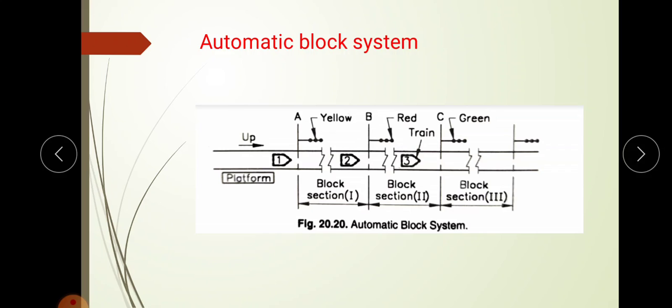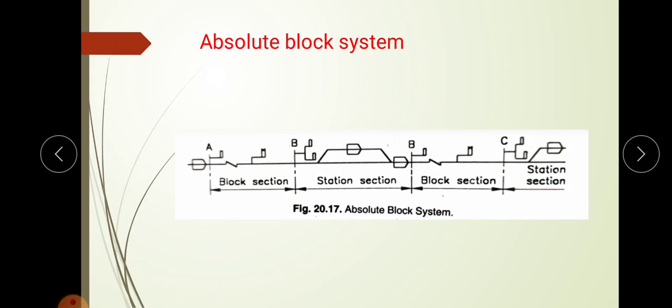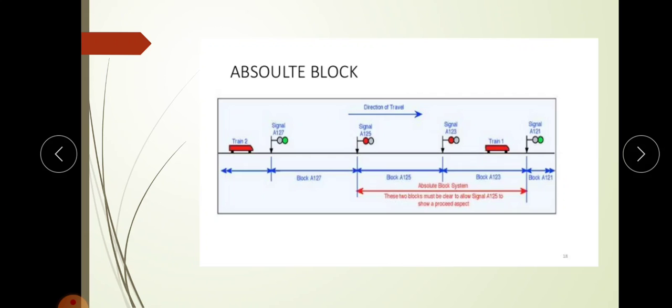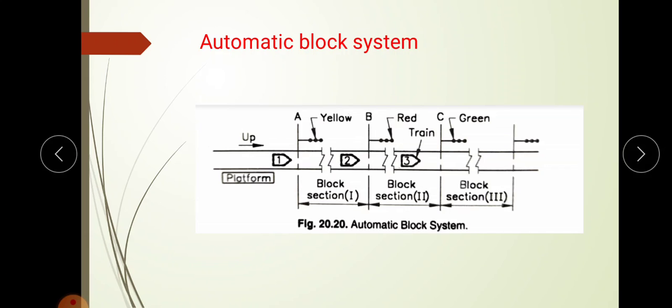Okay, so these are the different signal control systems. This absolute block system is very important, and it is the most commonly used one. And this automatic system is the advanced version of the absolute block system, and here all the control of signals is done automatically. Okay, so these are the different signal systems. You should read the textbook.